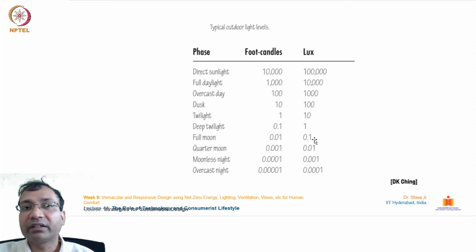On a full moon night we get a lux level of 0.1. A quarter moon gives 0.01. A moonless night, 0.001. An overcast night we get only 0.0001. So this is a relative comparison of outdoor light levels, from a broad sunny daytime to an overcast night, which is very dark. You can understand from here how outdoor lighting levels vary depending upon the hour and the seasonal effects.